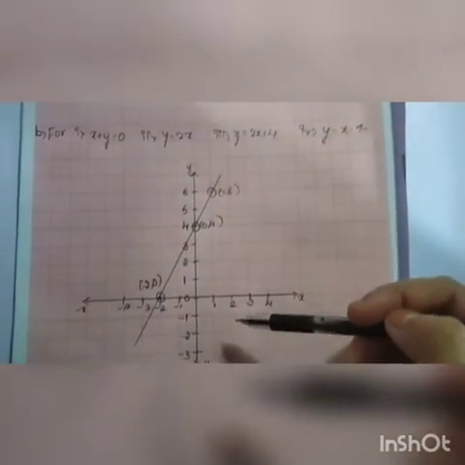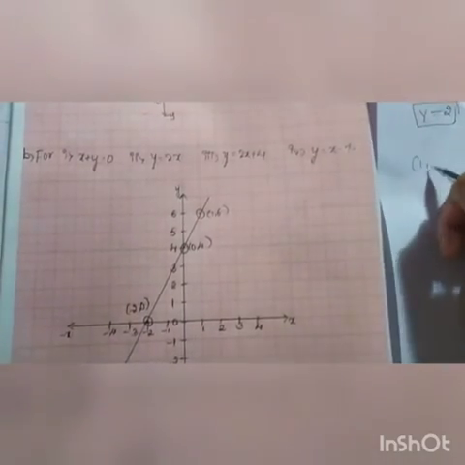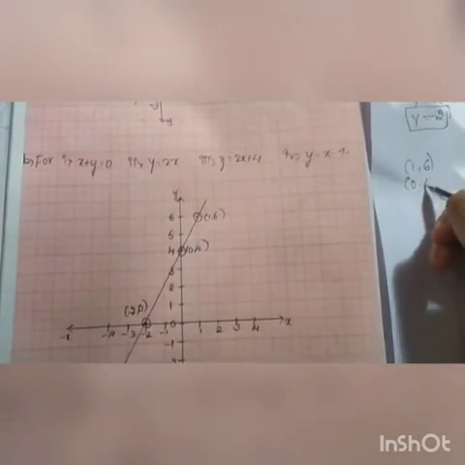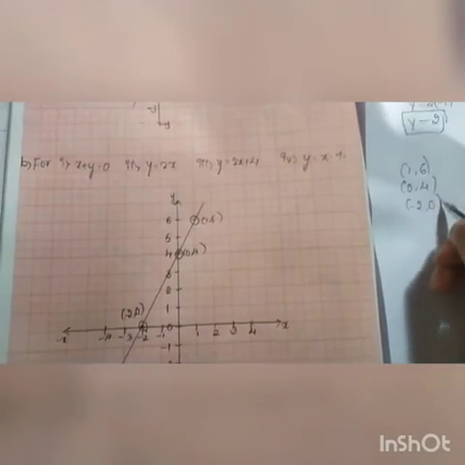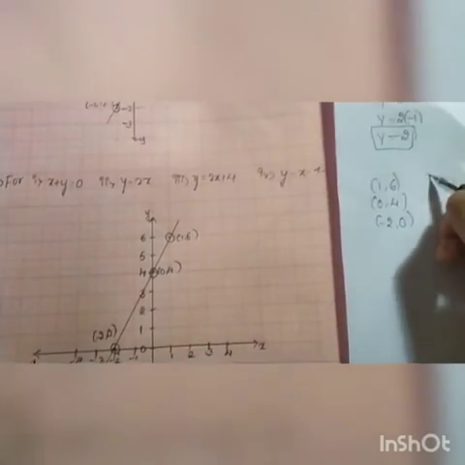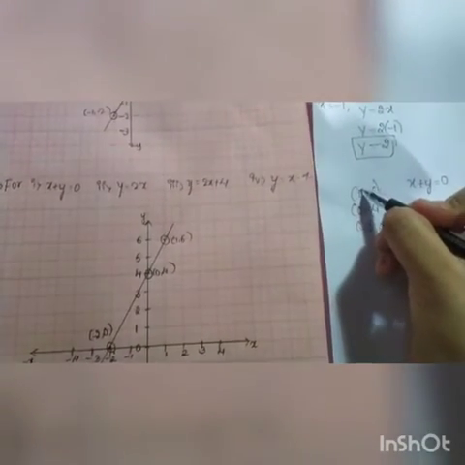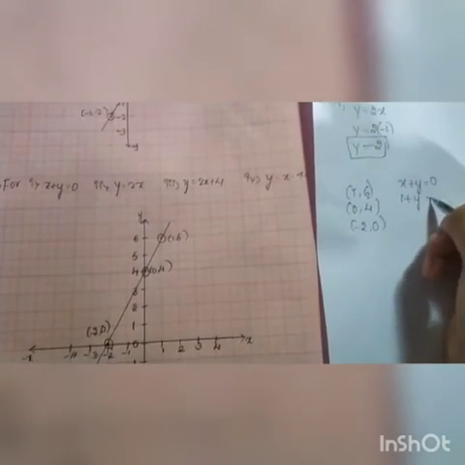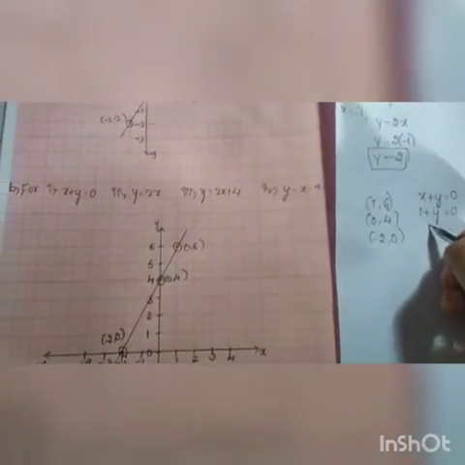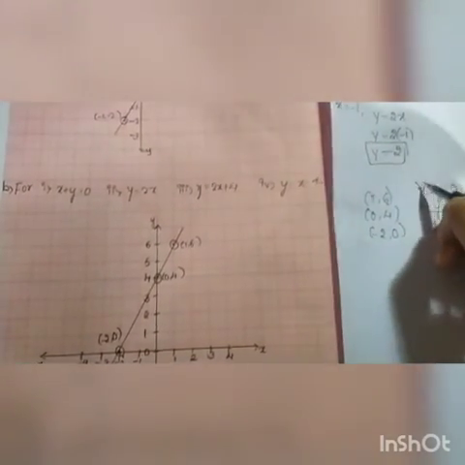The second graph is given. First, let me write the points which were given on the graph. One is 1, 6. Another one is 0, 4. And the other one is minus 2, 0. Okay, let me write the first equation, x plus y is equal to 0. First, if I substitute x equals 1, I have to get y as 6. 1 plus y is equal to 0, so y is equal to 0 minus 1, which means I'll get minus 1. So this is not at all possible.